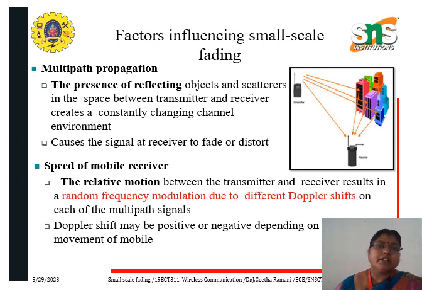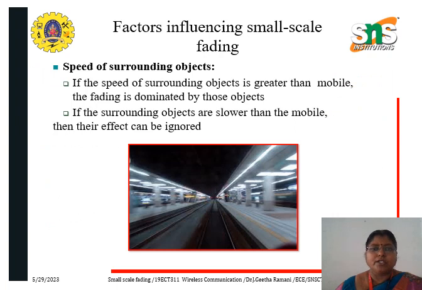The second phenomenon is the speed of the mobile receiver, that is, the relative motion between a transmitter and receiver results in a random frequency modulation, which is due to the different Doppler shift, because the transmitter and receiver are traveling at different speeds, isn't it? That speed also affects the signal. The Doppler shift may be positive or negative, depending on whether the transmitter and receiver are moving together or moving away from each other.